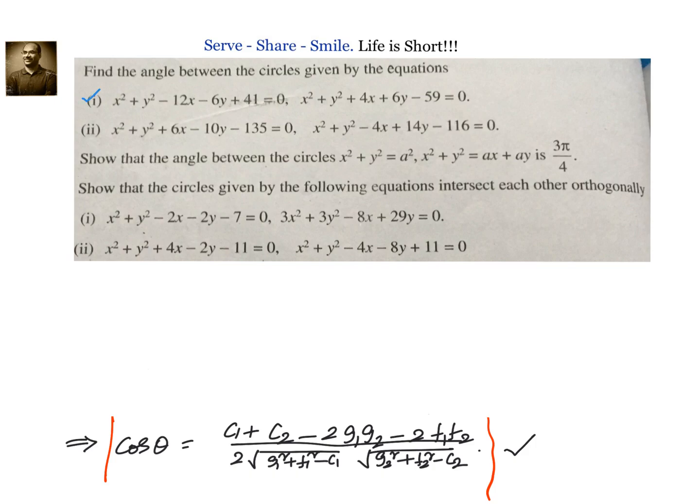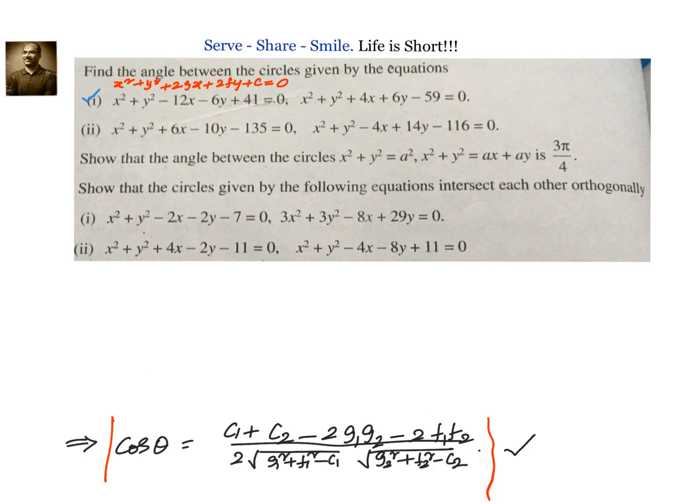The first bit. Find the angle between the circles given by the equations. Now whenever a circle is given, always try to write down x square plus y square plus 2gx plus 2fy plus c equals to 0. That will give us the values of g1, g2, f1, f2 and c1, c2.